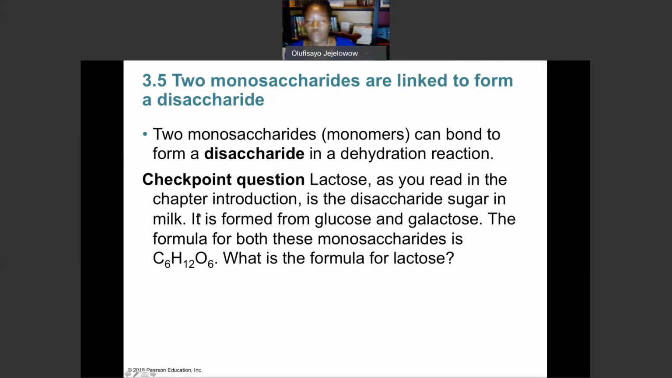So the checkpoint question: lactose, as you read in chapter 1, is the disaccharide sugar in milk. It is formed from glucose and galactose. The formula for both these monosaccharides is C6H12O6. So glucose, galactose, fructose, they all have the formula C6H12O6, but they have a different shape. What is the formula for lactose? Again, answer your checkpoint questions and email to me.